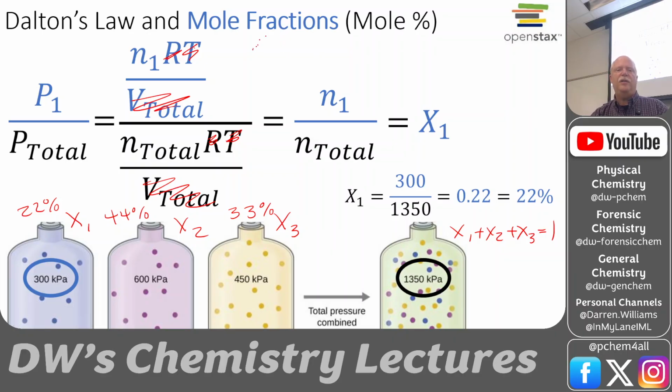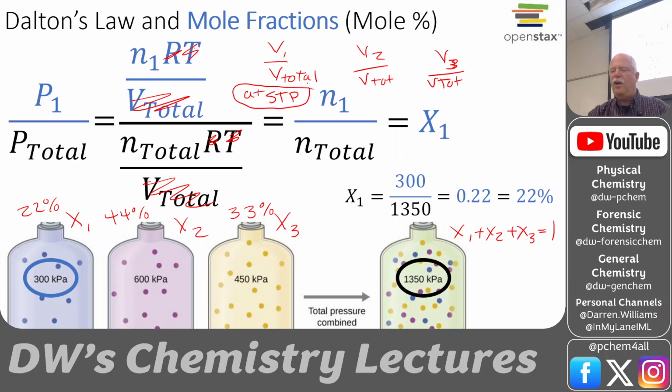Now if you have volumes too, you could do V1 over V total at STP and V2 over V total and V3 over V total. If they're all at STP, then the volumes are going to be proportional to the number of moles, just like Avogadro's law says.